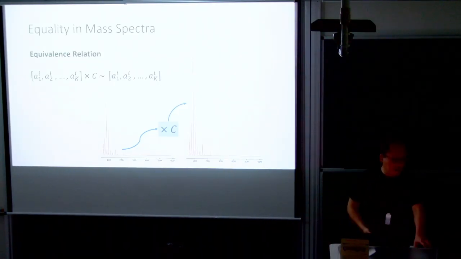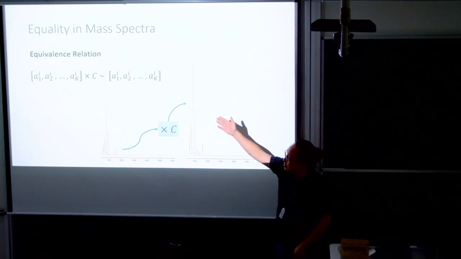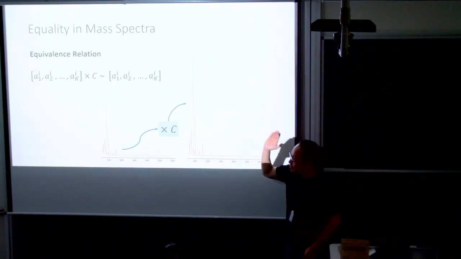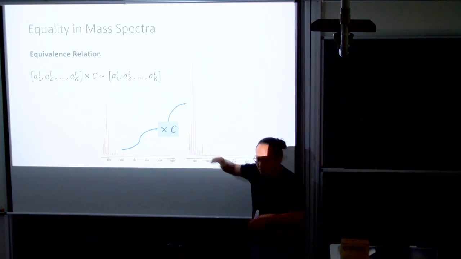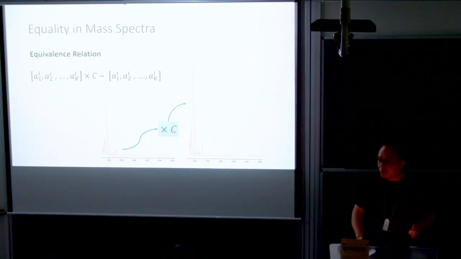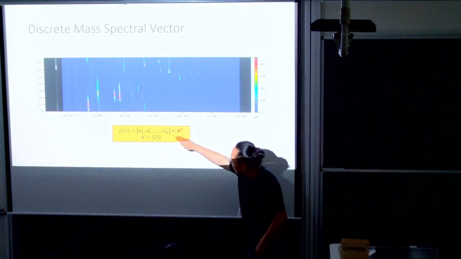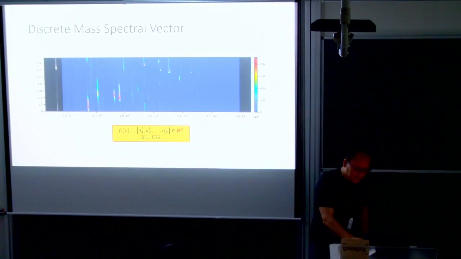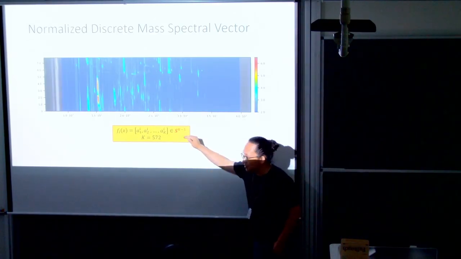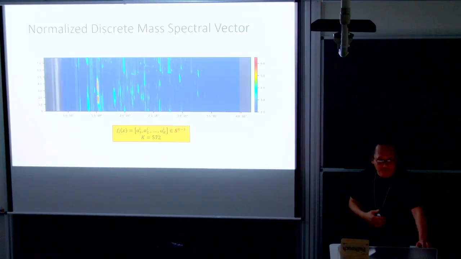But since we want to see not the amount but the different types of chemical compounds, we can use this very nice property. Every constant multiple of a vector is the same, which means we can make a quotient space. So from the large dimension we normalize and obtain a normalized vector, so every vector now stays on the sphere.